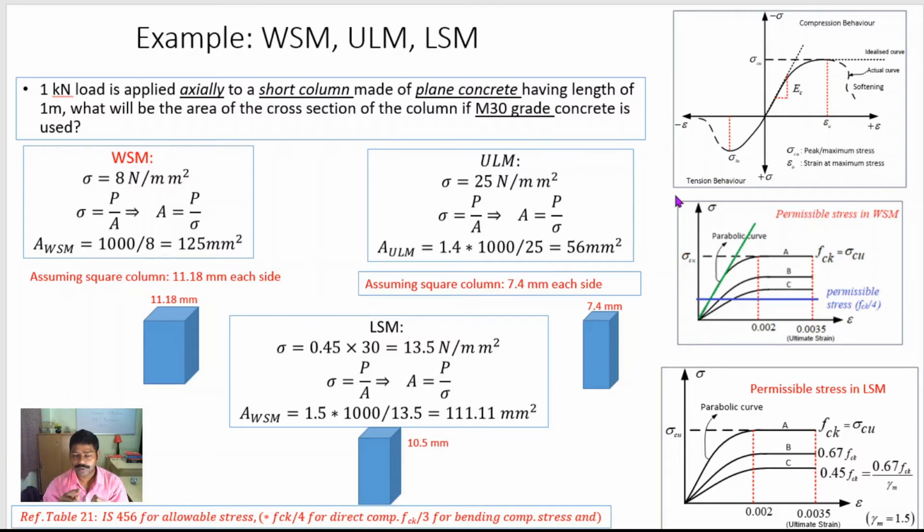So if you go to Table 21, you will find that for M30 grade concrete, the allowable compressive stress value is 8 megapascal. You should not be confused between megapascal and pascal. Pascal is basically 1 Newton per meter square. Megapascal is 10 to the power 6 Newton per meter square. If you convert meter square to millimeter square, 1 megapascal comes to 1 Newton per millimeter square. So basically here the allowable stress is 8 MPa, that means 8 Newton per millimeter square.